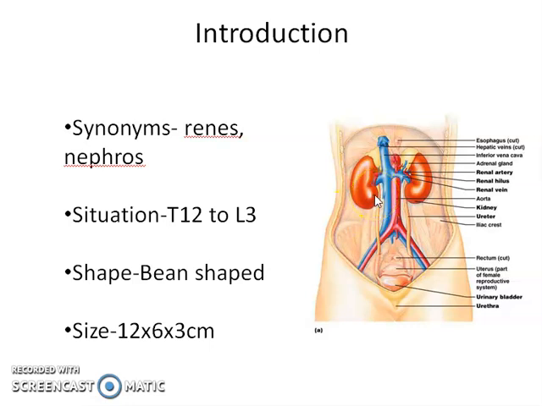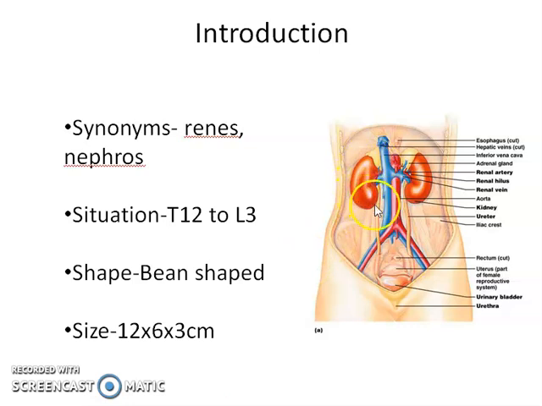The kidneys are a pair of essential excretory organs which are present in the posterior abdominal wall, retroperitoneally, means behind the peritoneum, on the sides of the vertebral column, and it extends from T12 vertebra level to the L3, that is the third lumbar vertebra. The right kidney is slightly lower than the left due to the presence of the liver.